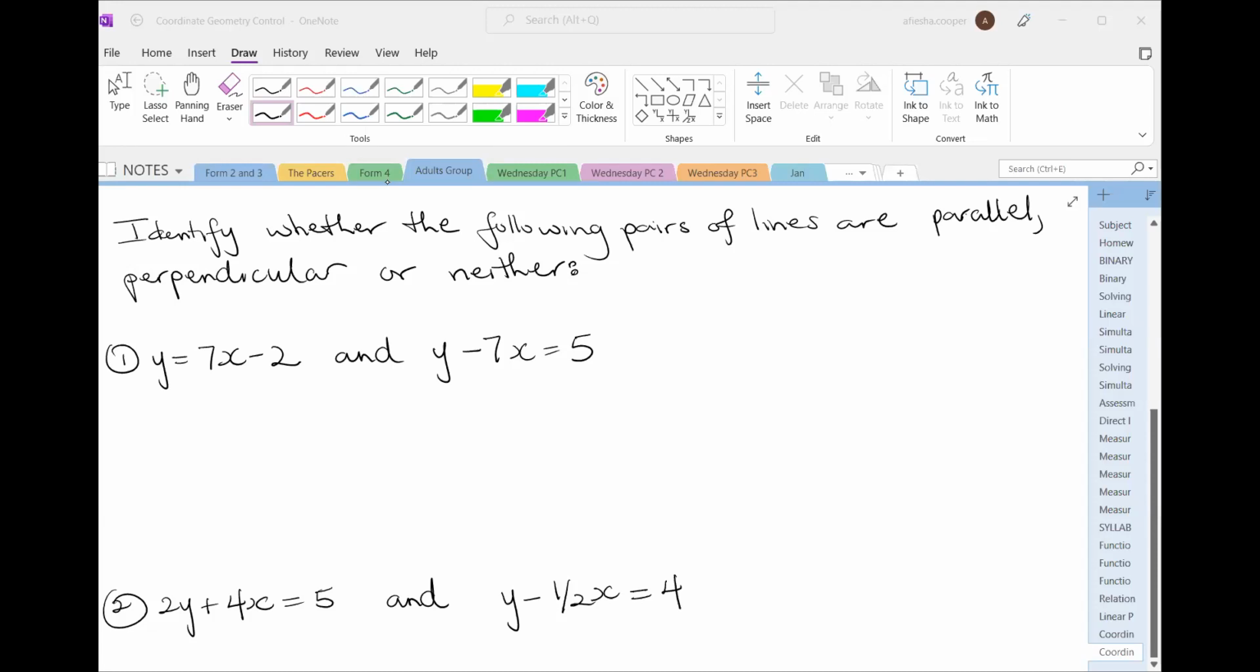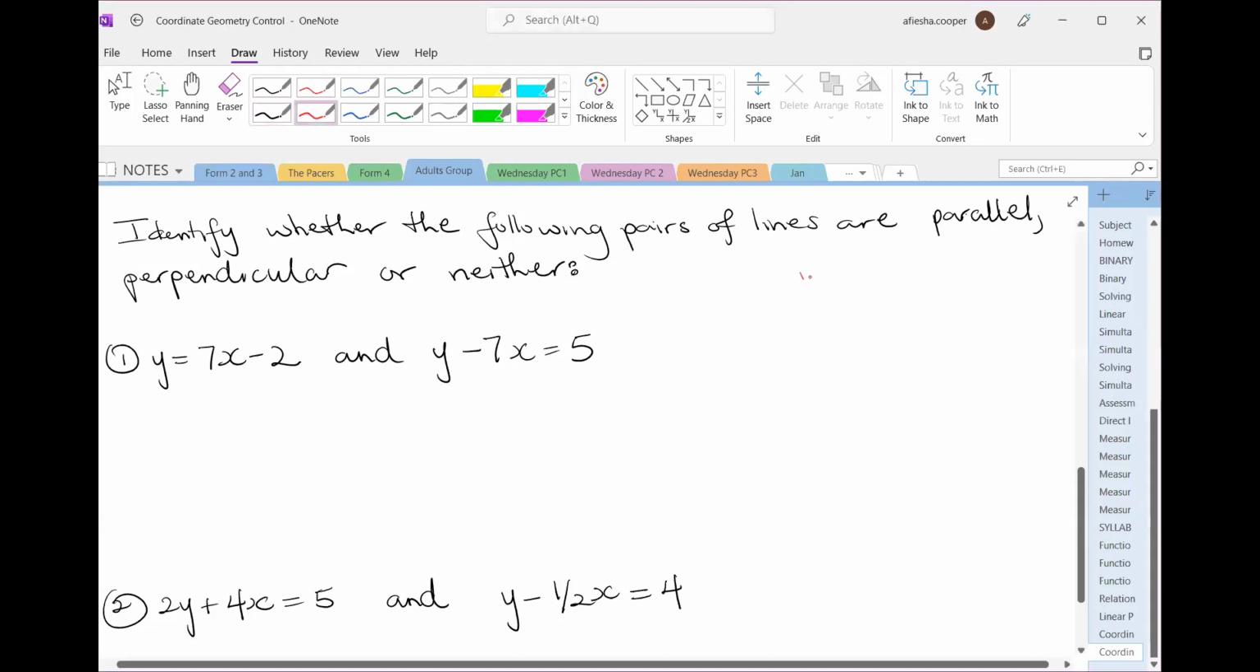Identify whether the following pairs of lines are parallel, perpendicular, or neither. So the first thing we want to remember to do is get them in the equation of the line format, y is equal to mx plus c. So that means we have to make y the subject of the formula. So for this one, y is equal to 7x minus 2. It's already in the format, and we know our m, which is our gradient, is equal to 7.